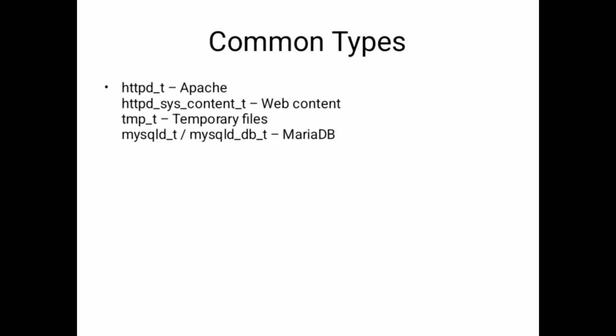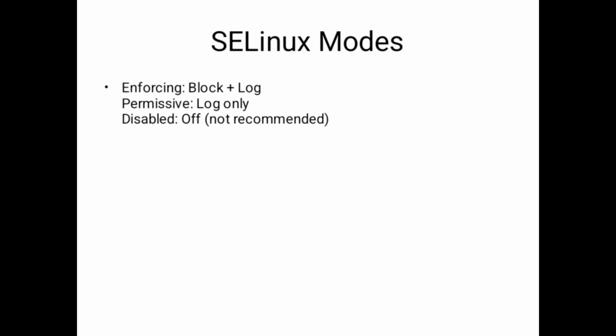Common types. First one is the Apache web service type. Second one is the web content type. Third one is the temporary file type. Fourth one is the database file type.